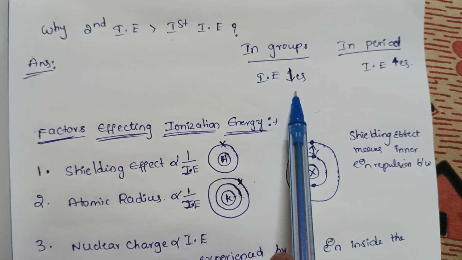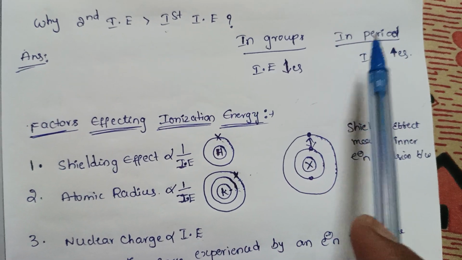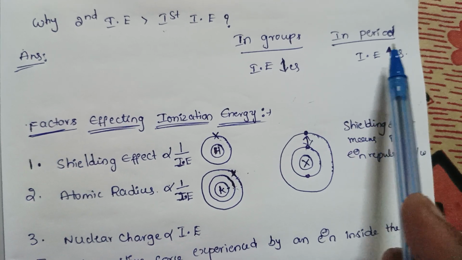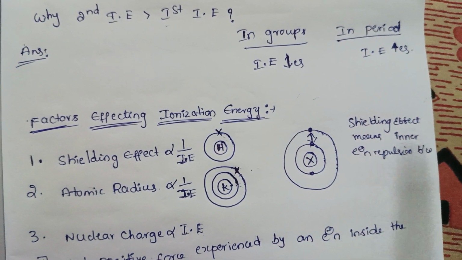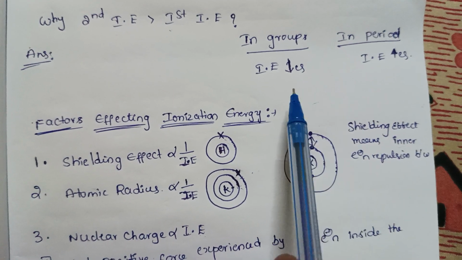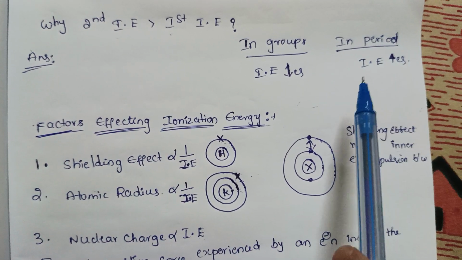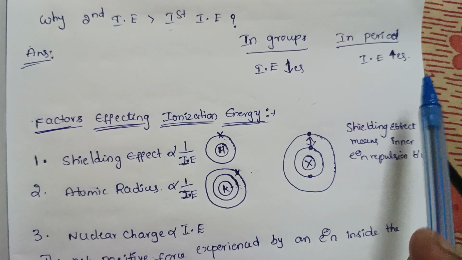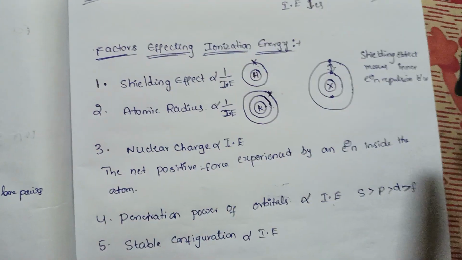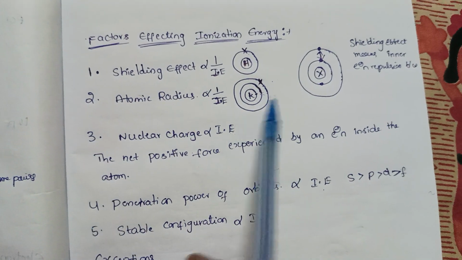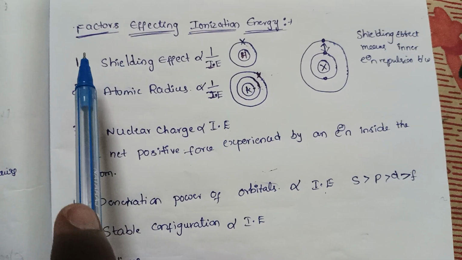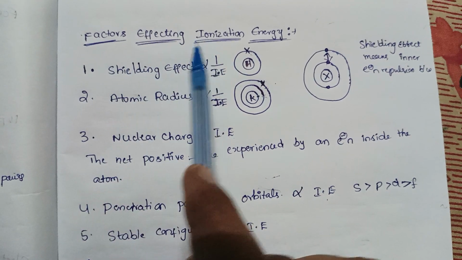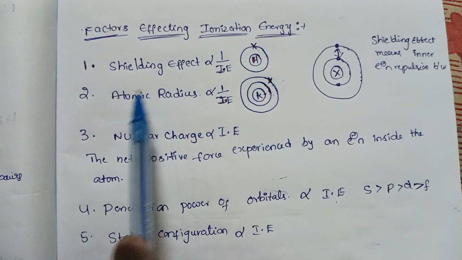Ionization energy decreases down a group, and across a period ionization energy increases. Why does ionization energy decrease in groups, and why does it increase across the period? Let's look at some factors affecting ionization energy and some exceptions in ionization energy. First, let's observe some factors affecting ionization energy.